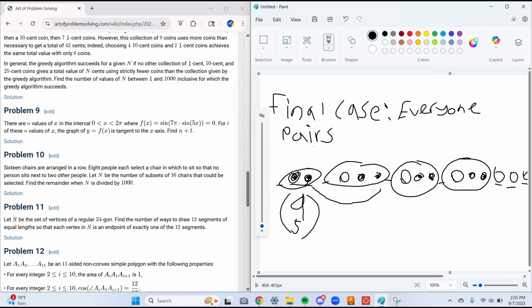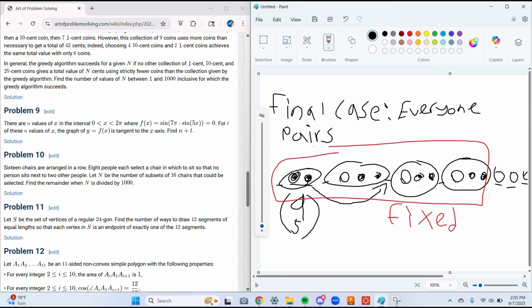For example, if I moved this clump here to be in between, then I would have empty, filled, filled, filled, filled. But we can't have 4 people next to each other like that. That's not possible. So this whole ordering here, the ordering of the first 4 clumps, is completely fixed. So there's only one way to order these 4 clumps amongst themselves. So the total number of ways for the final case is just 9 choose 5 times 1. And that gives us 126.